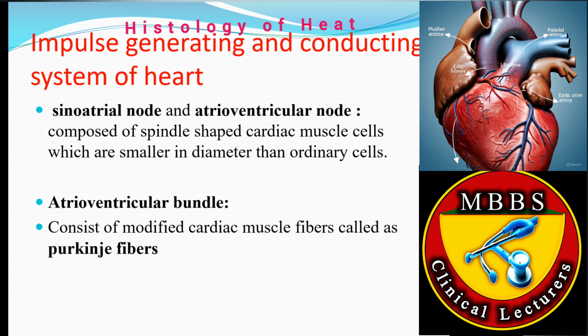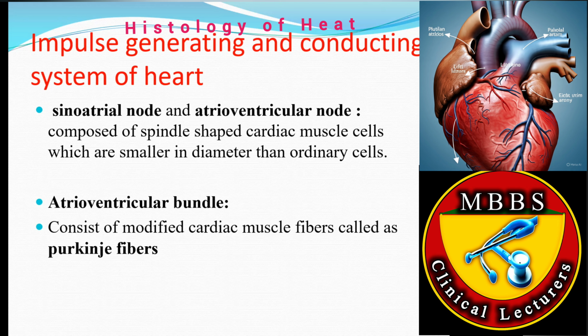Impulse generating and conducting system of the heart. Nature has provided a specialized conducting system of the heart through which it generates its current itself, which goes through the course of the fibers of the heart in all directions and then goes to the periphery and vanishes. The impulse starts from the sinoatrial node and finishes at the Purkinje fibers in the peripheral part of the heart. The current travels through this network, and the recording of this current is called the ECG, that is, electrocardiograph.